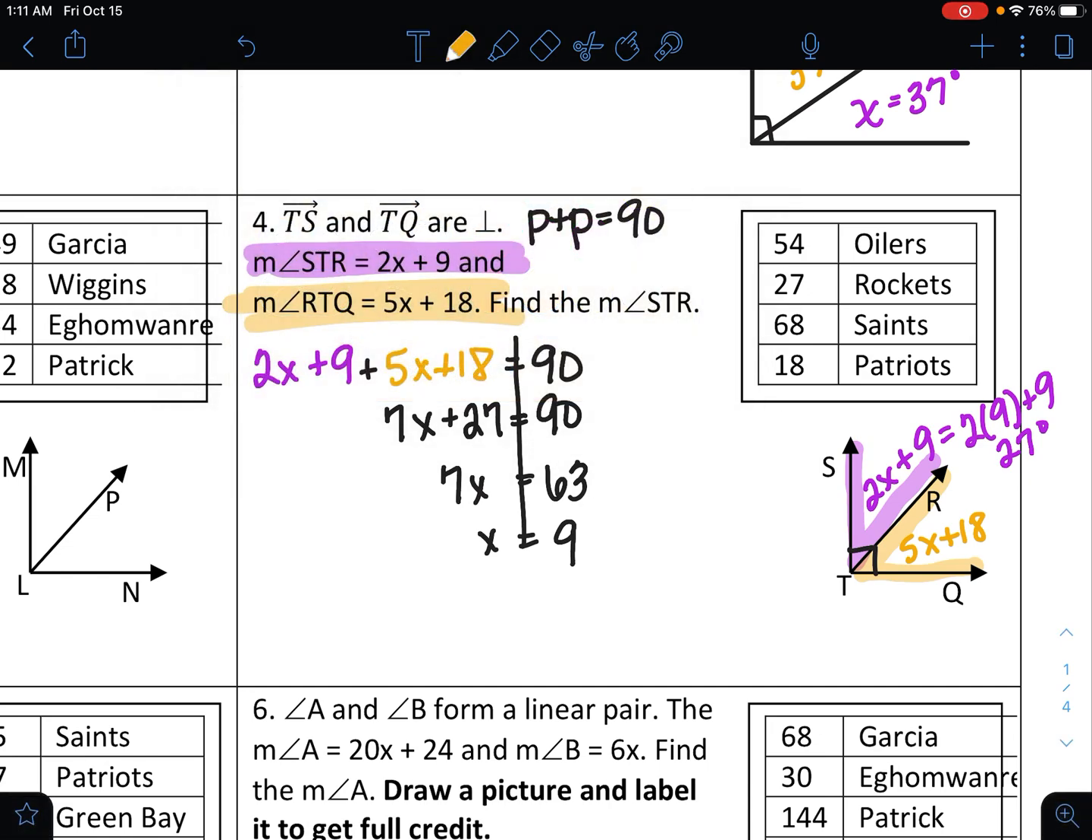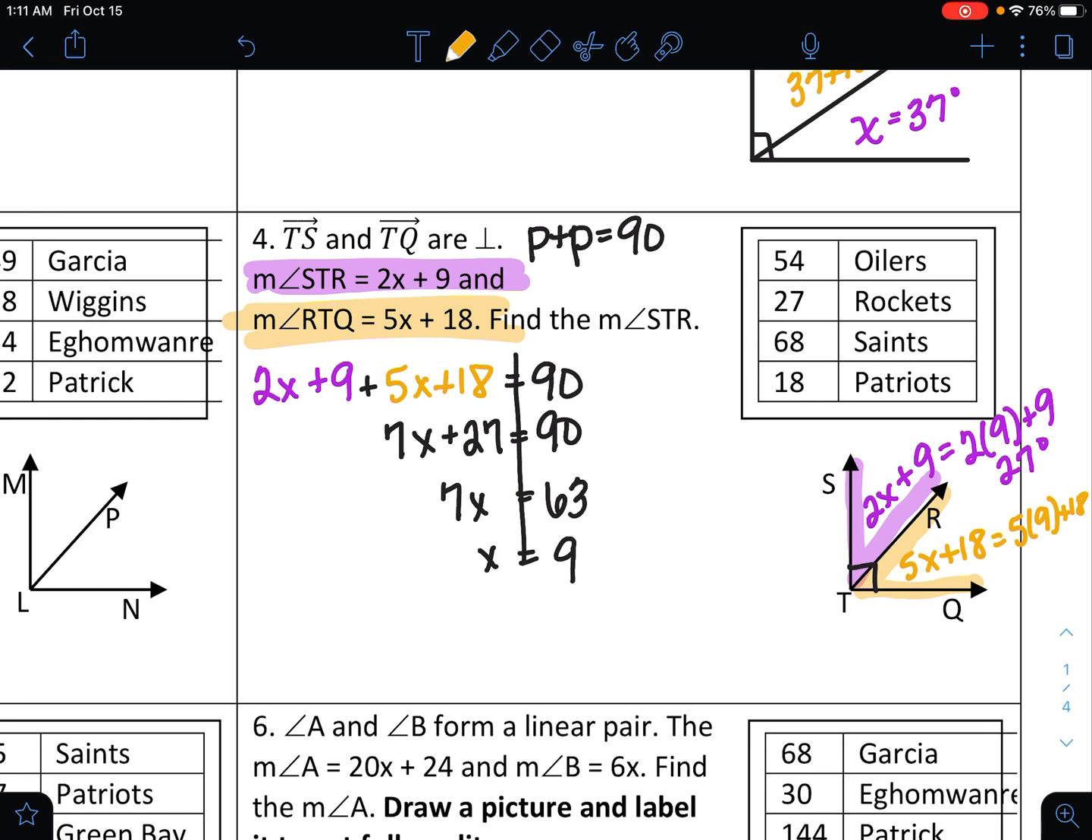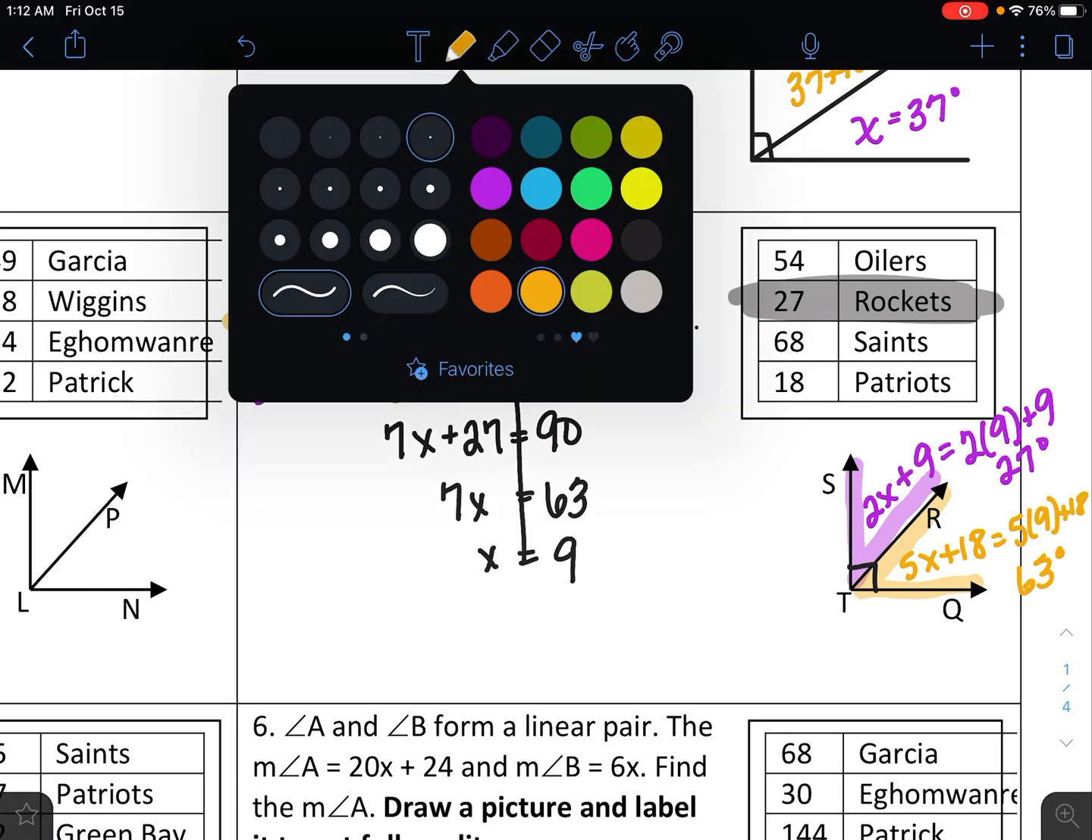Okay, so we got 27 degrees for that one. So 45 plus 18. Okay. Let's see, 27 plus 63 is 90. So we all good. And we want the measure of STR. So which one is STR? That's the purple one. So the answer is 27. So for number 4, we're going to put rockets.